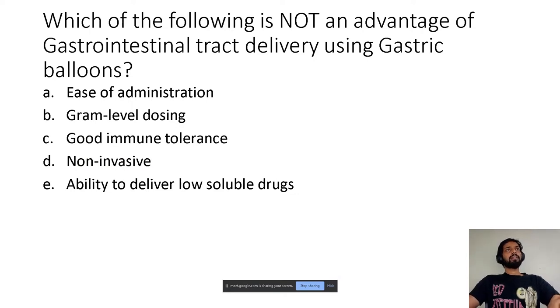Which of the following is not an advantage of gastrointestinal tract delivery using gastric balloons? So option A. Okay, so you think ease of administration is not an advantage. Okay, so let's go through the options. Option A is ease of administration. Option B is gram level dosing. Option C is good immune tolerance. Option D is non-invasive. Option E is ability to deliver low soluble drugs. Gram level dosing. Okay.